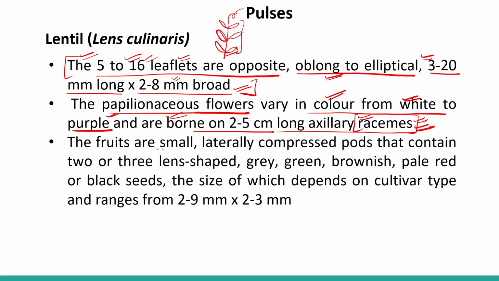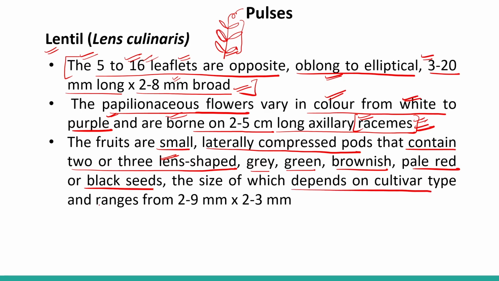The fruits are quite small, laterally compressed pods that contain 2 or 3 lens shaped seeds, and that is why it is called lentil, because the seeds are quite lens shaped. The seeds are gray, green, brownish, pale red or sometimes black, the size of which depends on the cultivar type and ranges from 2 to 9 millimeters to 2 to 3 millimeters.